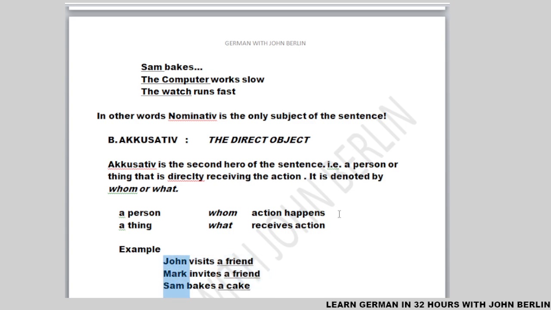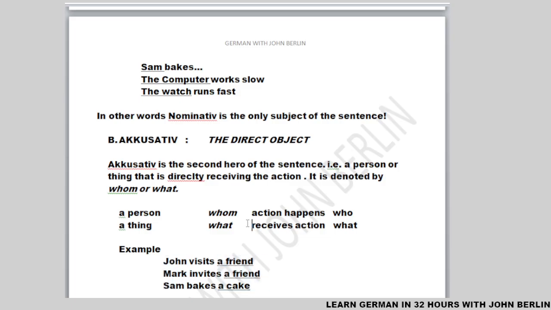Yes? So if you remember the questions for the subjects, what were they? If you remember, they were who and what, like we did previously. So if you ask who visits a friend, the answer is John. Who invites a friend? The answer is Mark. Who bakes a cake? The answer is Sam. So on the left side of the verb is your subject. On the right side of the verb, you'll find your object.